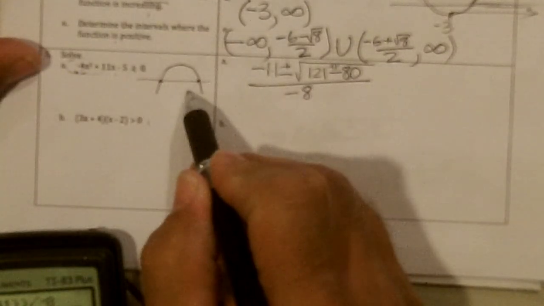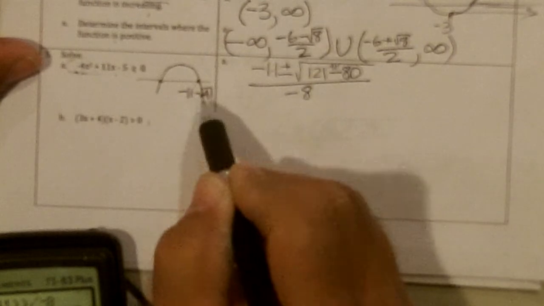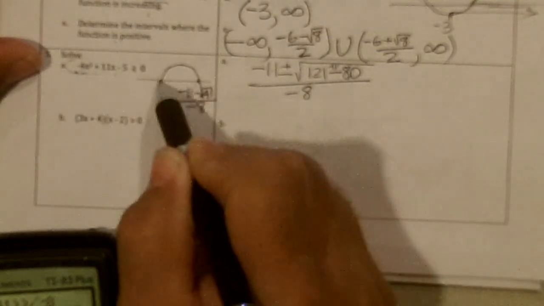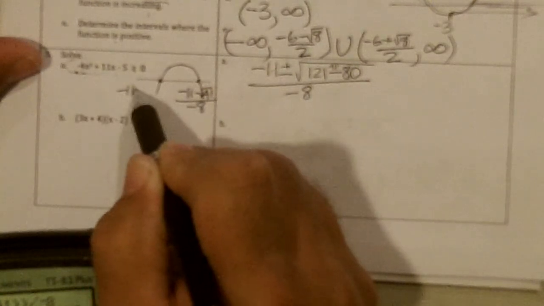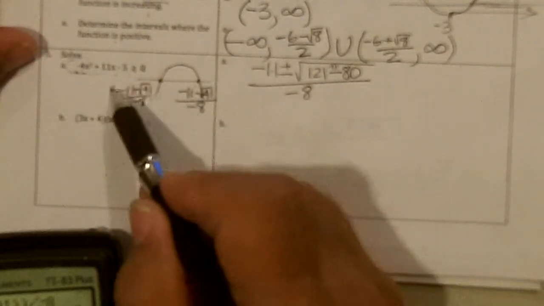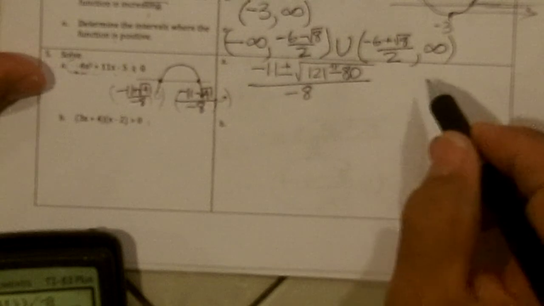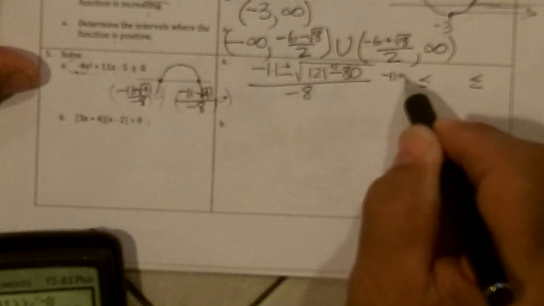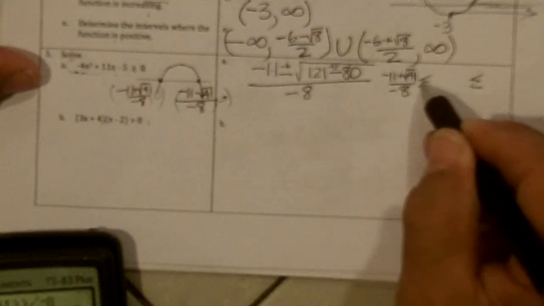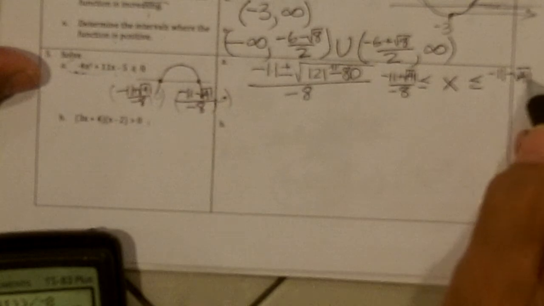So this one is the negative 11 minus the square root of 41 over negative 8. And this one's the negative 11 plus the square root of 41 over negative 8, comma 0. And when is it larger? It's between those. So I could write either this way in this notation, and it can be equal. So negative 11 plus the square root of 41 over negative 8 is less than or equal to the numbers that we want, which are less than or equal to negative 11 minus the square root of 41 over negative 8.